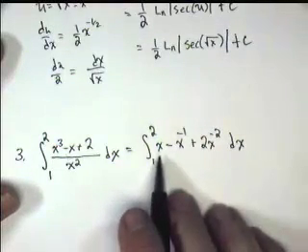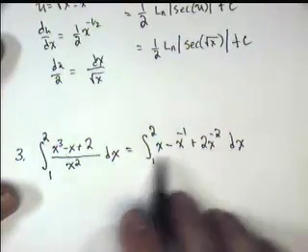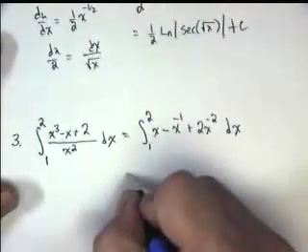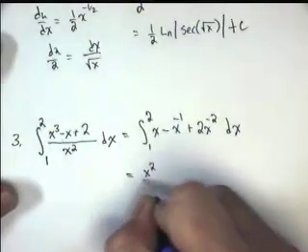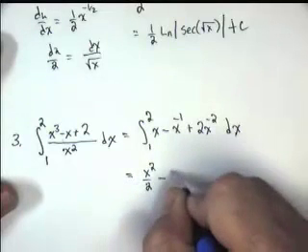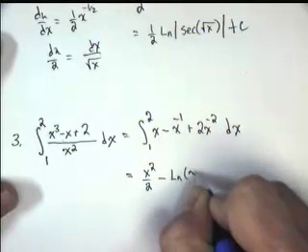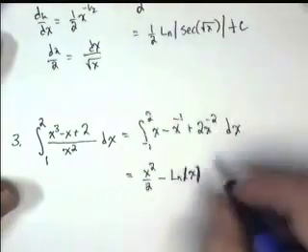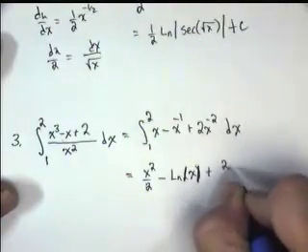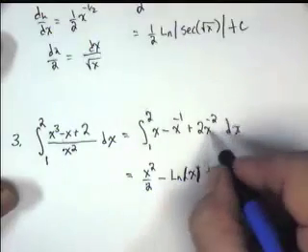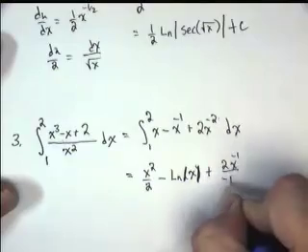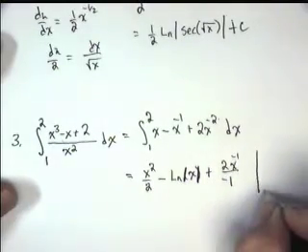In this case and in this case, we can use the power rule. Here we have a logarithm. So this is x squared over 2 minus the natural log of x, absolute value of x technically, but we're all positive here, plus 2 times the x to the minus 2 is x to the minus 1 over minus 1, evaluated from x equals 1 to x equals 2.